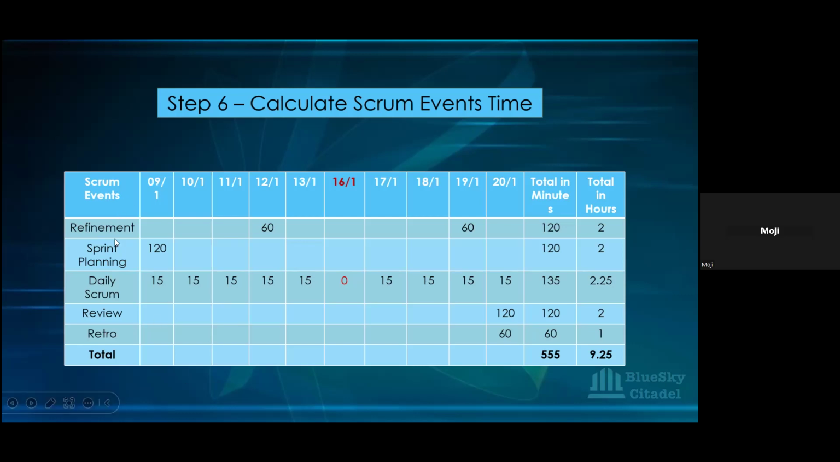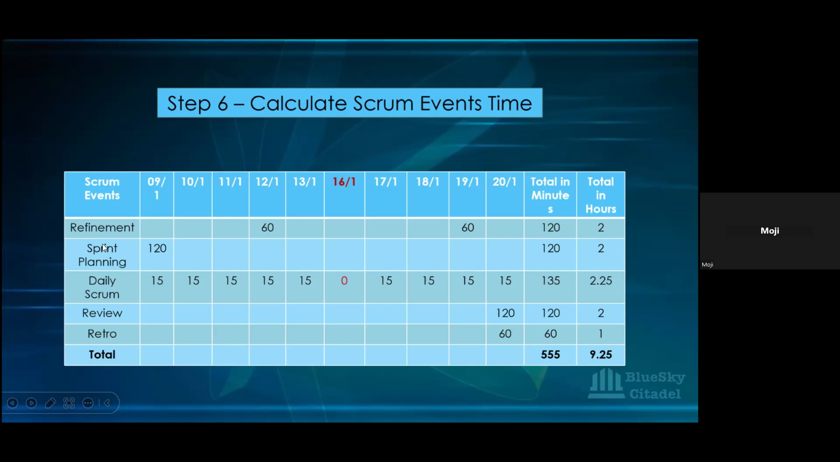Okay, so we can see for refinement, they do their refinement twice in the sprint. So they do it on Thursdays and on Thursdays. They do it 1 hour here, as you can see, and another hour here. So that's 120 minutes, which in hours, we're doing it in minutes and in hours just to give us a better understanding. So that's 2 hours gone for that team.